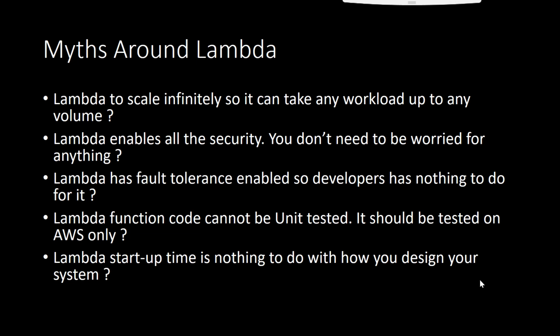The fourth one is about unit testing. People think that Lambda is running on the AWS cloud, and that's why you cannot unit test the function code. You always have to deploy into the cloud and run it there to do either integration testing or functional testing, but unit testing is not possible. But that is wrong. You still can do unit testing around Lambda, and we'll talk about it.